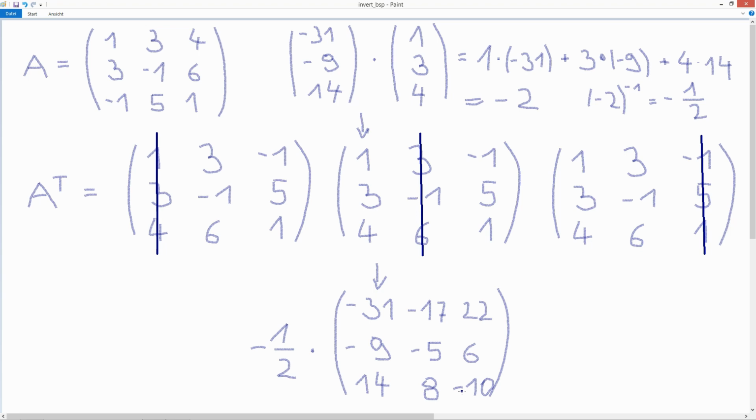The last step is to change the signs in the second column of this matrix here. So minus 17 becomes plus 17, minus 5 becomes plus 5, and 8 becomes minus 8. Don't forget this step. And now we have found the inverse of the matrix A, because this matrix here is the inverse of A.